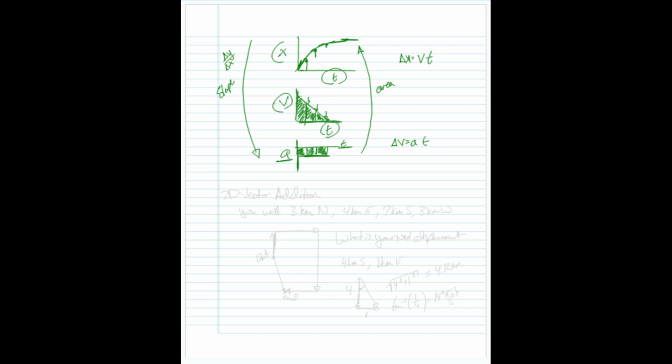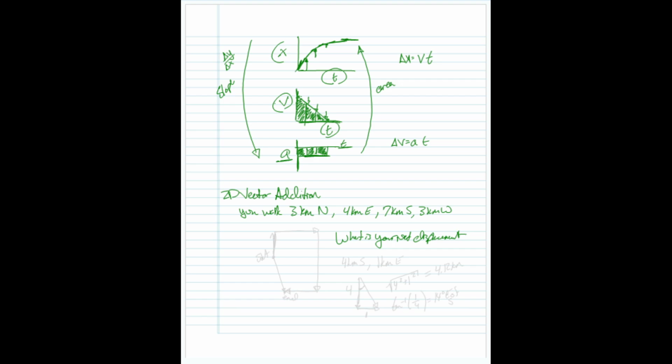The next part is 2D vector addition. So if I have an example, you walk 3 kilometers north, 4 kilometers east, 7 kilometers south, 3 kilometers west. What is your net displacement?